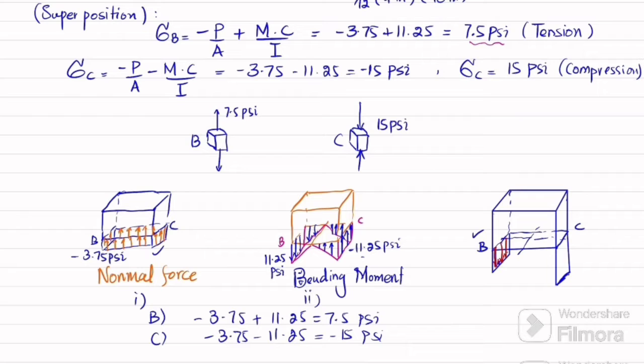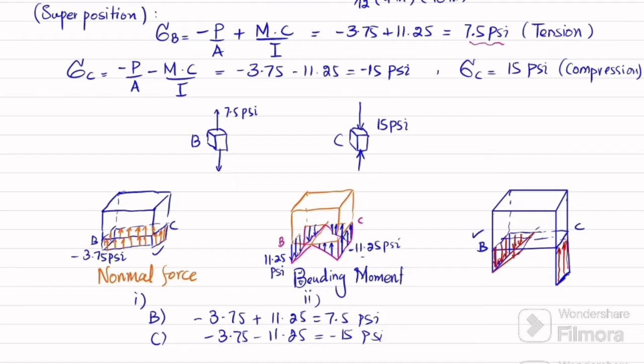And at the centroid, it will be 0 because the bending stress at the centroid is 0. So this distribution will be like this. Now at C, this will be in compression, so that will be minus 15. I can write minus 15 over here. Now in between these two, moving from B to C, there will be a point where this stress will become equal to 0.